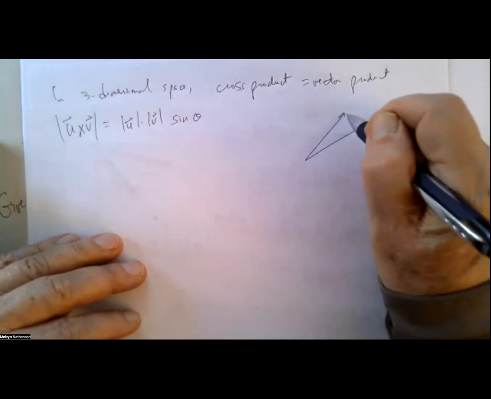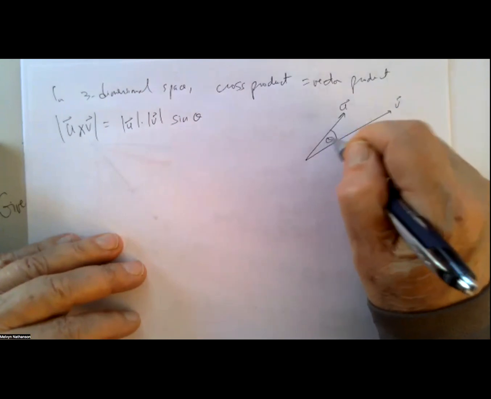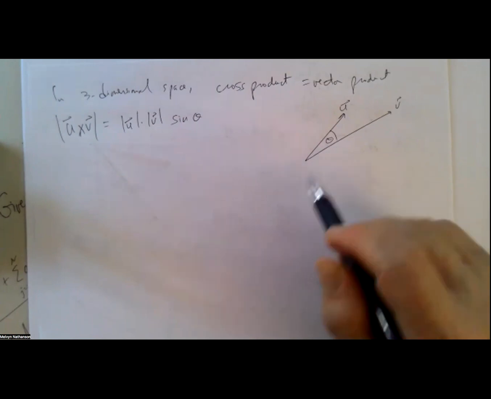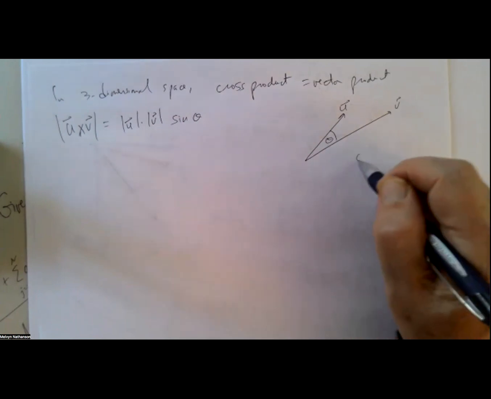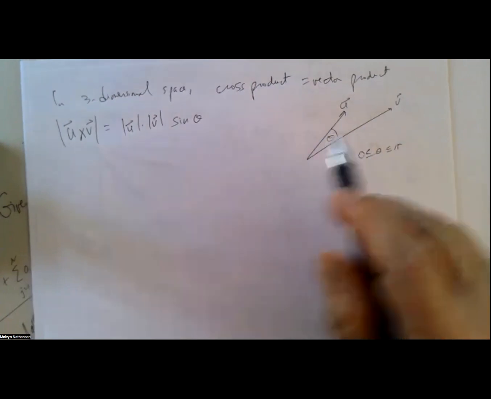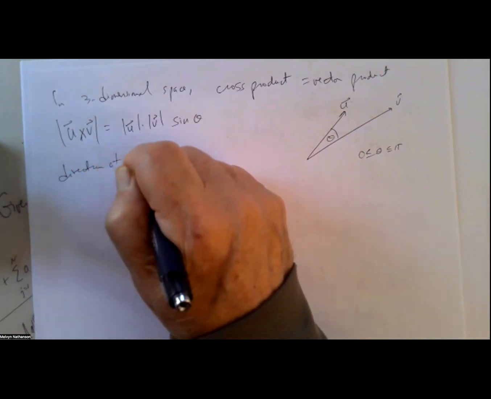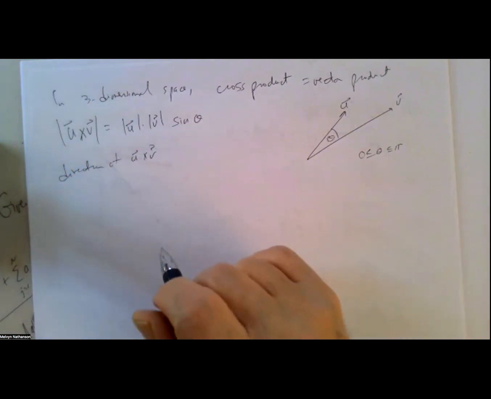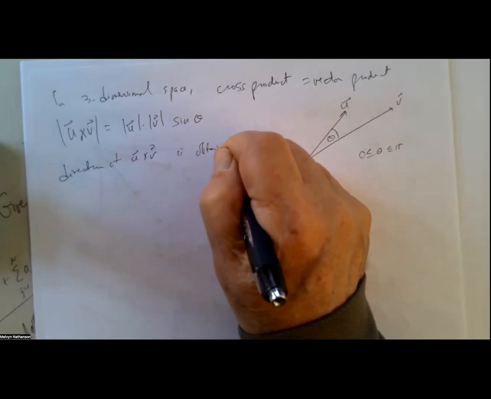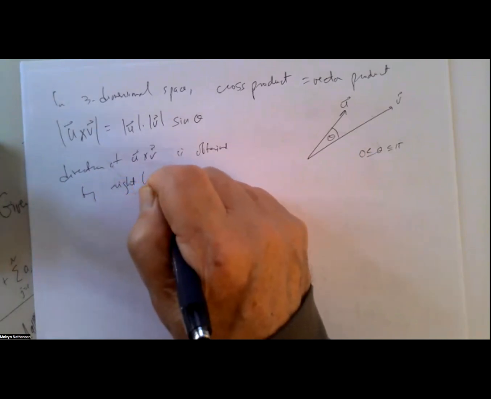So you have vectors u and v in three-dimensional space, and an angle between them. Two vectors determine a plane, so this angle is well defined. Theta is between 0 and pi. So that's the length of this vector. And the direction of u cross v, because this is a vector, is obtained by what's called the right-hand rule.